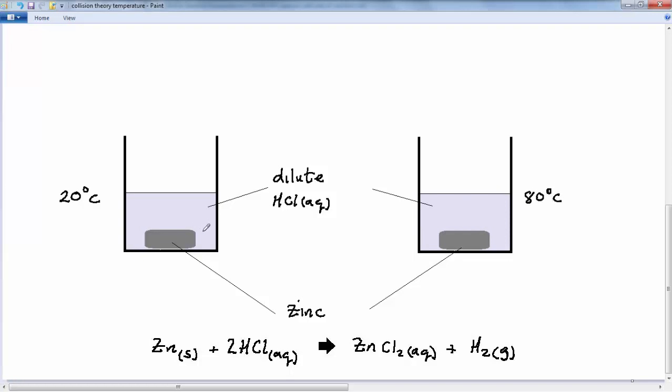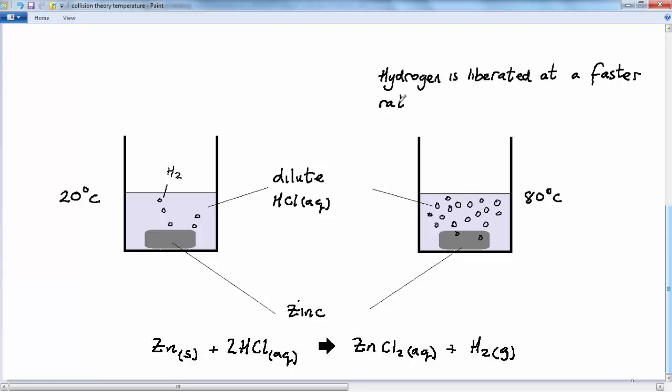If we do this, we'll immediately notice a difference in the reaction rate. You're going to notice bubbles of hydrogen being liberated as a result of this reaction, but in the case of the acid that's at 80 degrees Celsius, the hydrogen gas is going to be liberated at a much greater rate. The bubbles are going to appear much faster in this case. So in the second case, hydrogen is liberated at a faster rate because the reaction takes place at a faster rate because the temperature is greater.